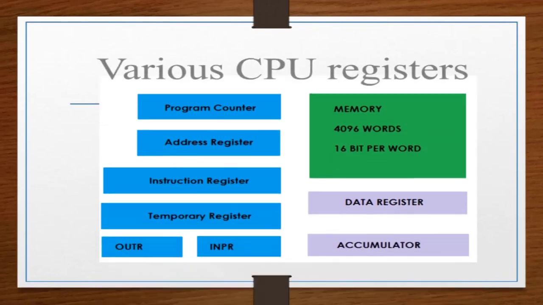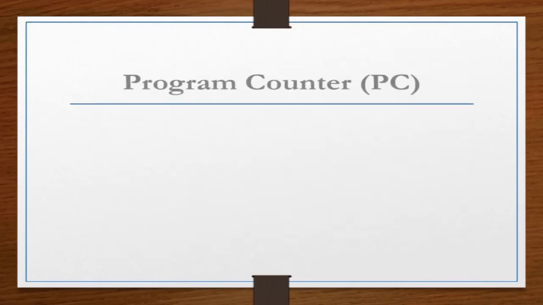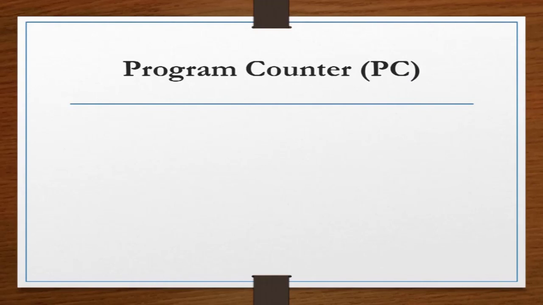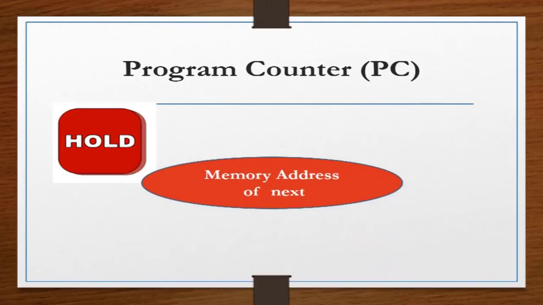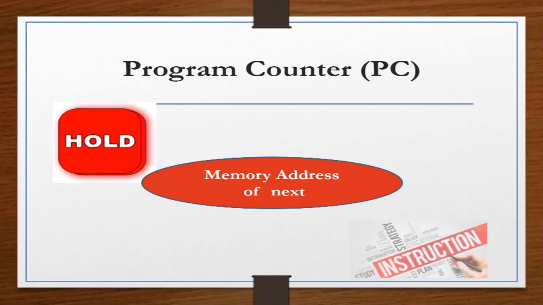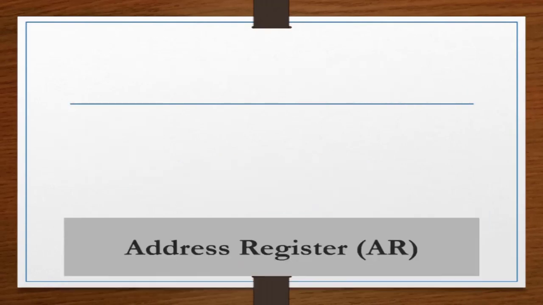Now let's look at various CPU registers commonly used in 16-bit configuration, because one word is a minimum of 16 bits. The first one is the program counter, or PC. It holds the memory address of the next instruction to be executed. This register needs only 12 bits because its size is 12 bits only.